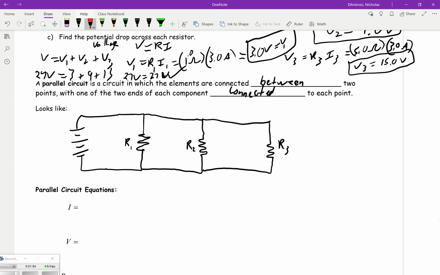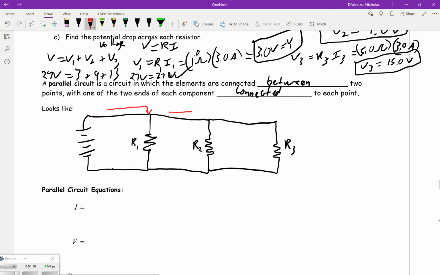You can see that current can flow from the battery and go down this path, it can come down and go down this path, or it can continue further down and go down the last branch of the circuit. So in this case, there's 3 different paths, or 3 different branches for current to flow. And this is the main difference between a parallel and a series circuit.